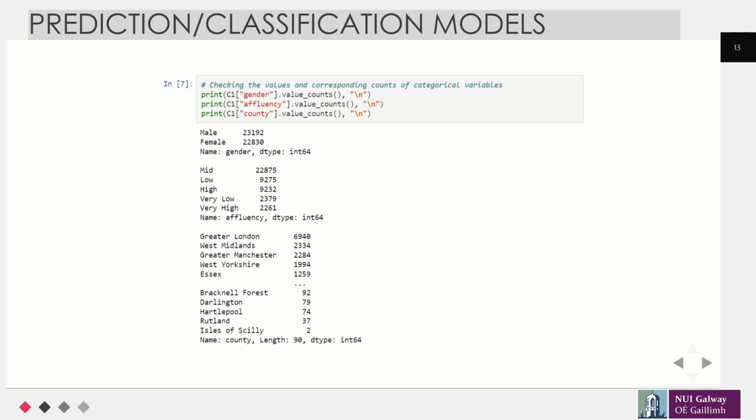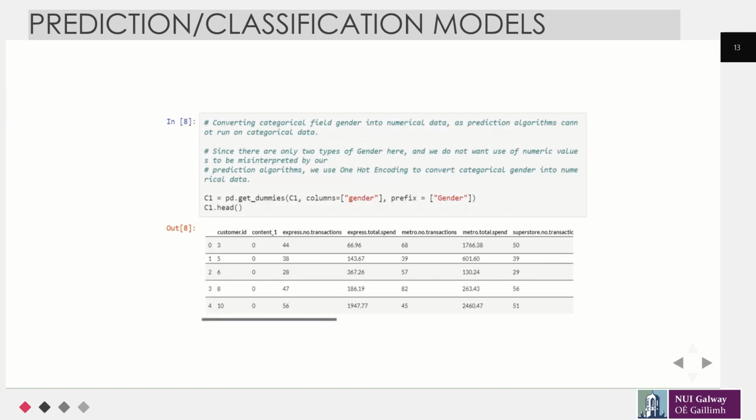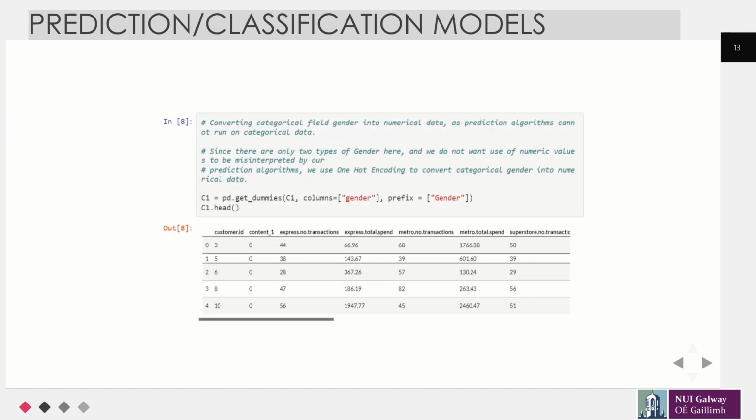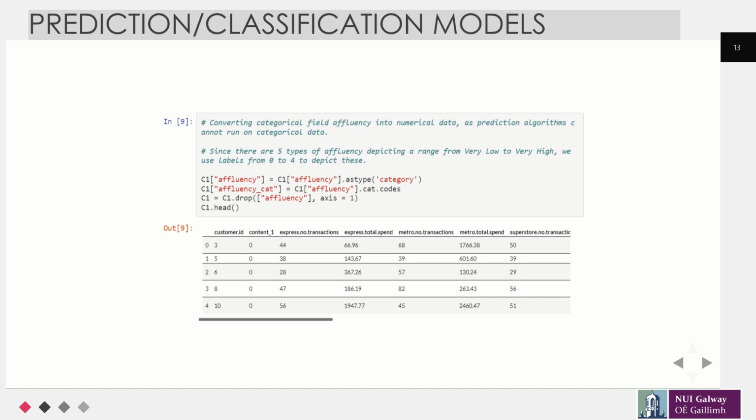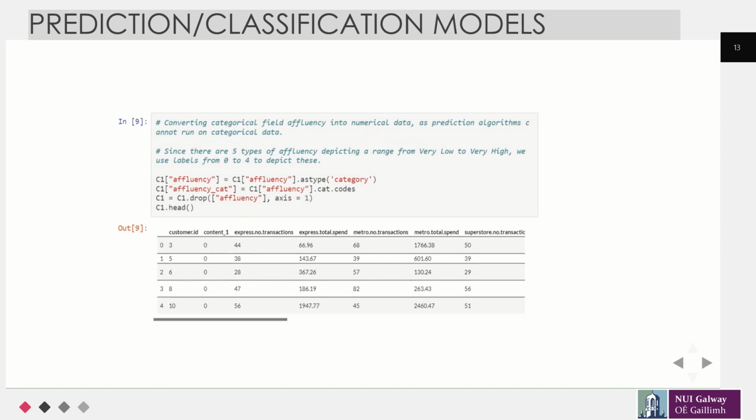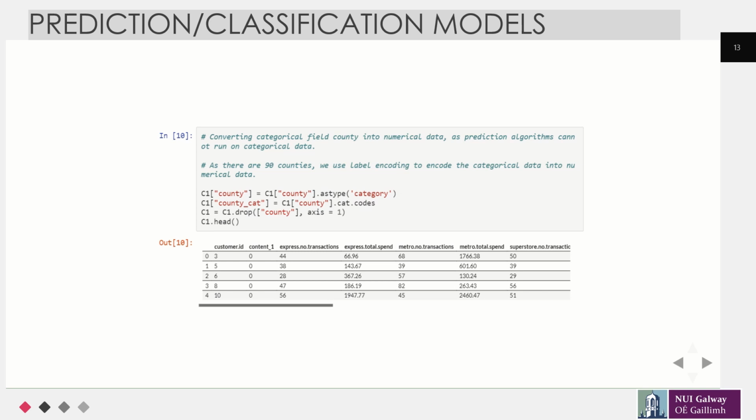There are 3 categorical variables in this data: gender, affluency, and county. We must convert the categorical data into numerical before we can run our models on it. For gender, we use one hot encoding. For affluency, we use label encoding. And for county also, we use the label encoding mechanism.